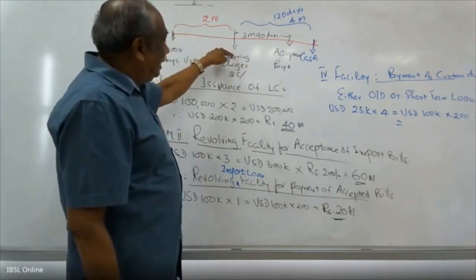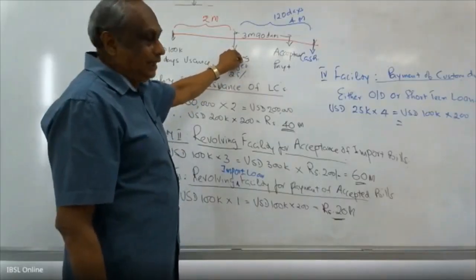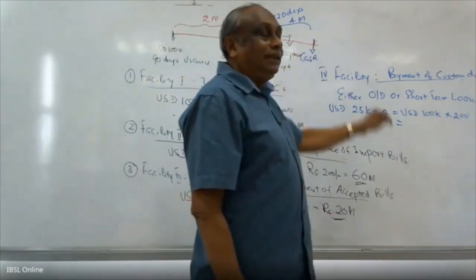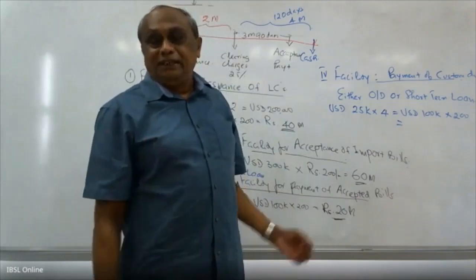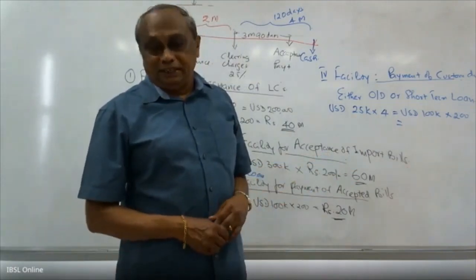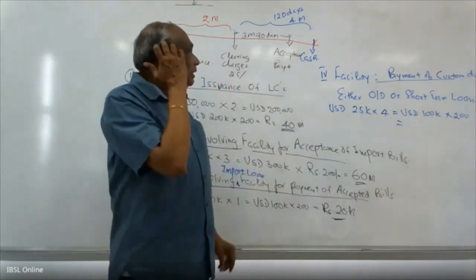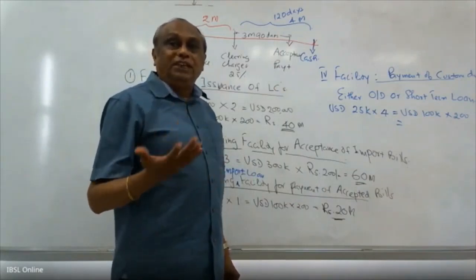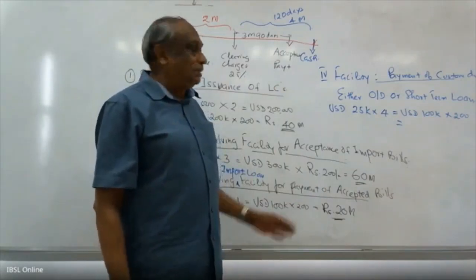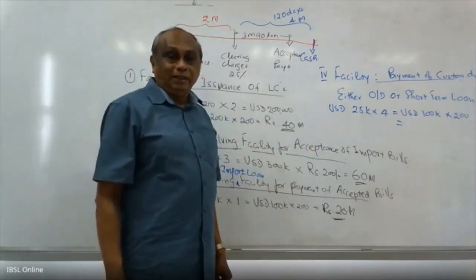We'll have to do the clearing when we receive the goods. When we receive the goods only, we have to do the clearing. Then from that point, until we get the proceeds, that will be outstanding. During that 120 days period, 4 months, we get 4 such shipments, for which we have to prepare a facility also.